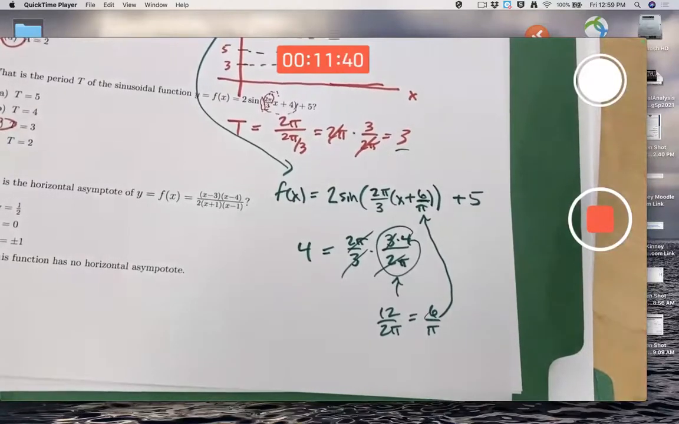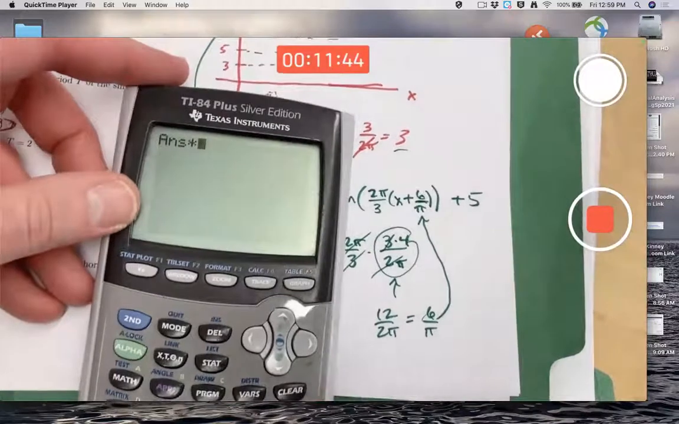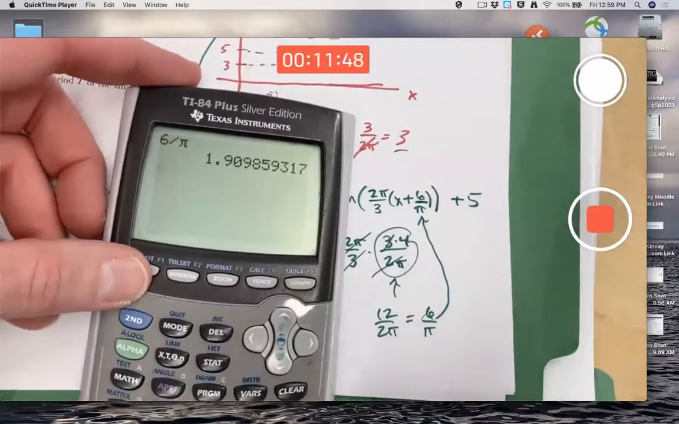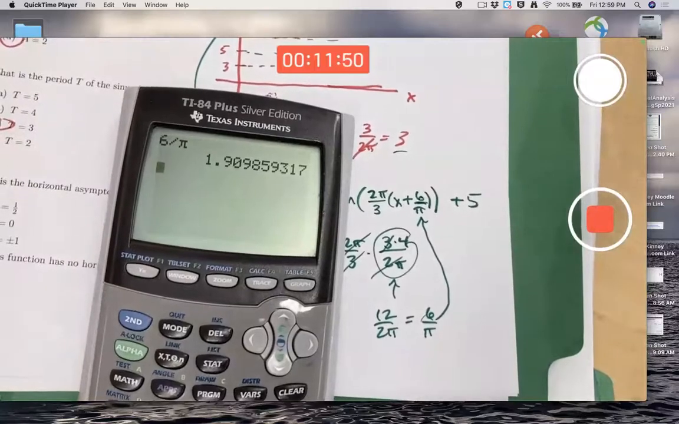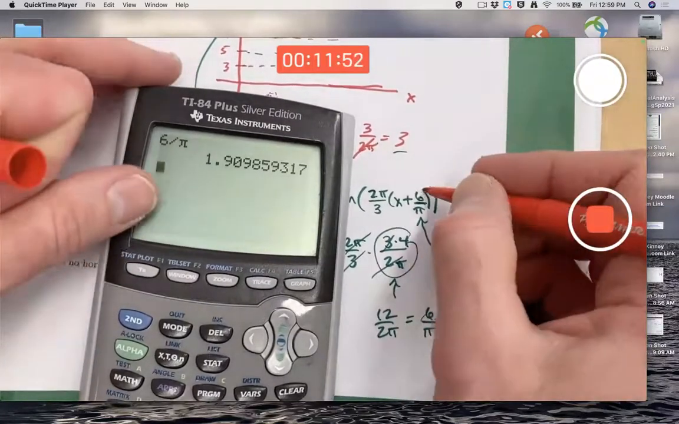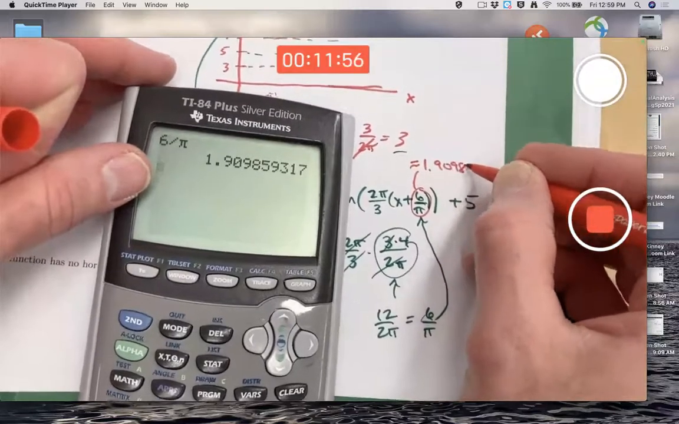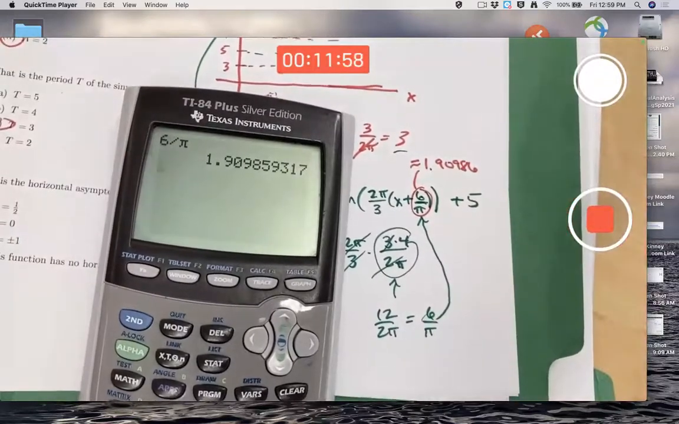What is 6 over pi approximately? I don't know. Something slightly less than 2. 6 divided by pi. About 1.90986, say. Approximately 1.90986. About 1.9.